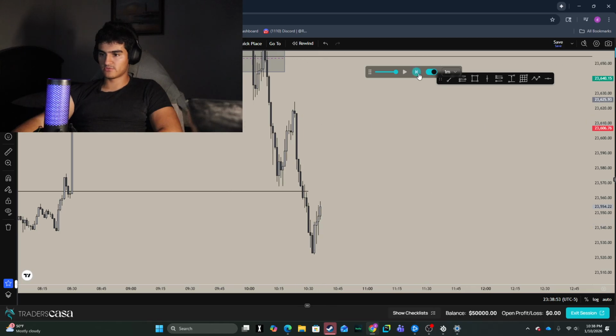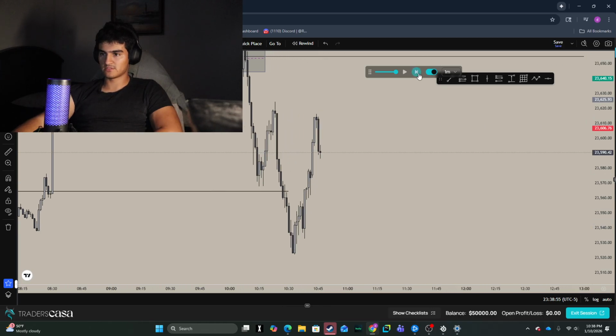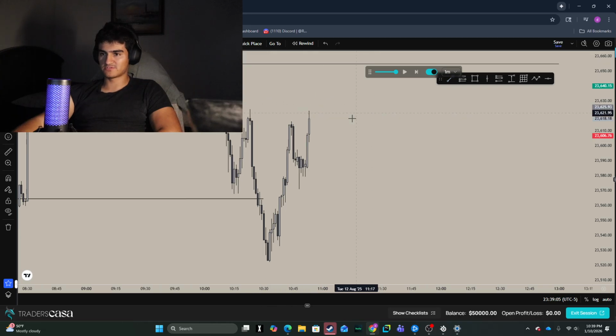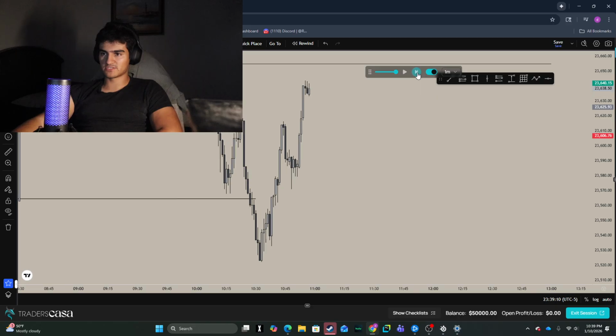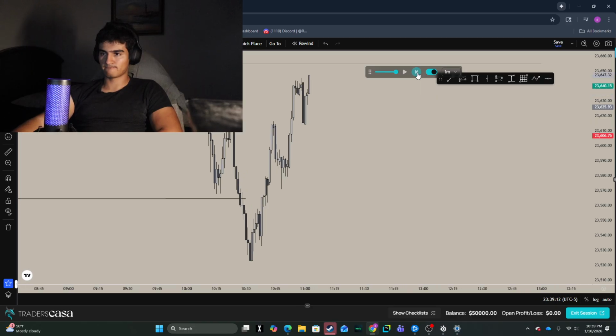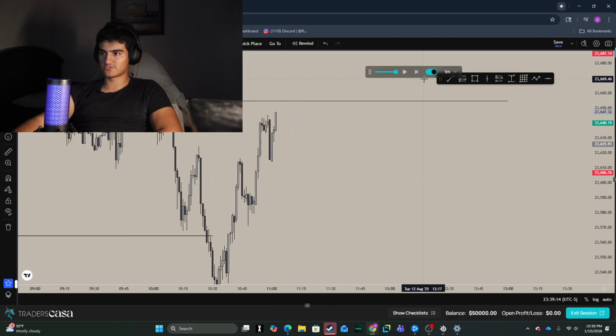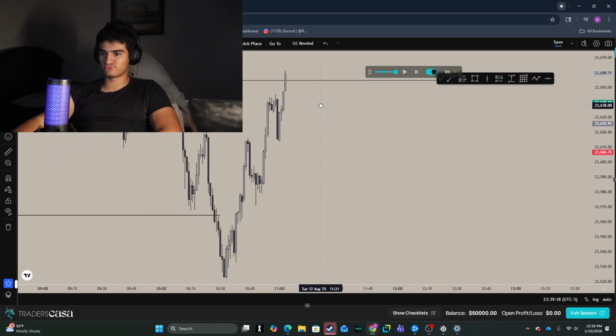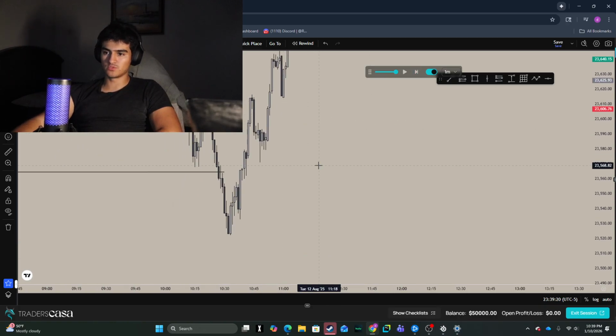$10.33, still $10.33. Let's see if we can find something. No, this is really close to my break even, so I wouldn't take it. There's too many bearish gaps right there. I don't trust it. Yeah, oh yeah, we're still inside that bearish gap. No.